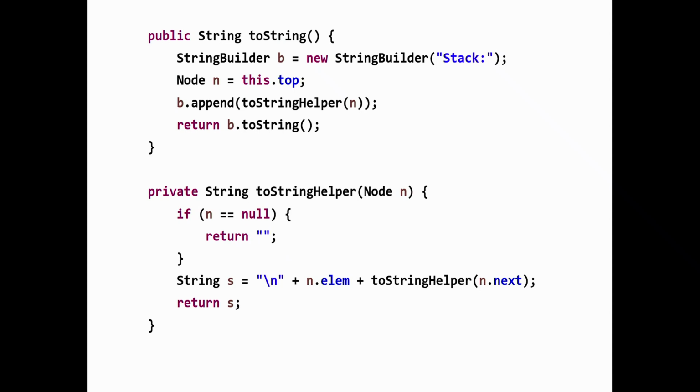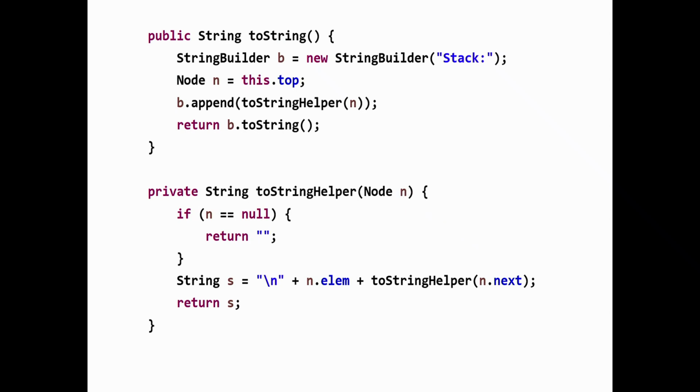Okay, so what if the stack does not have size 0? Then n actually points at something. So how do I generate the string where it points at something? Well, I'm going to include the new line first. Then I'm going to include the string representation of the element. So that gives me the top node, the string representation of the top node pointed at by n.